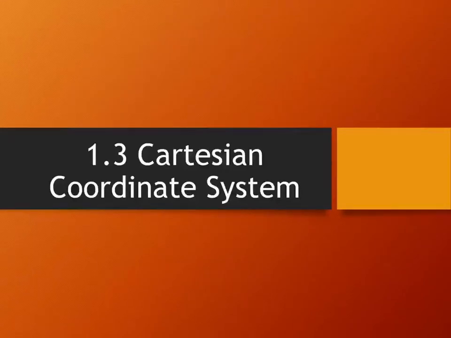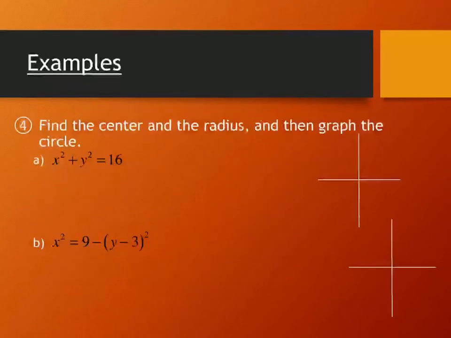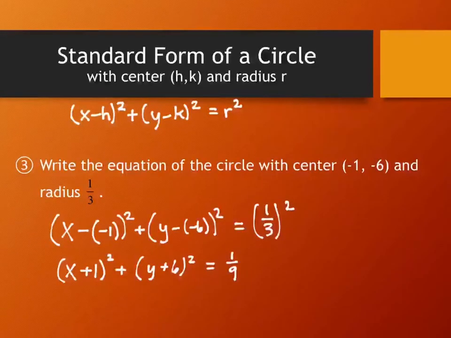All right, we're going to finish section 1.3, and we were in the middle of talking about circles when we left off. Oops, went a little too far. So our fourth example is to find the center and radius of this particular circle, and then to graph the circle.